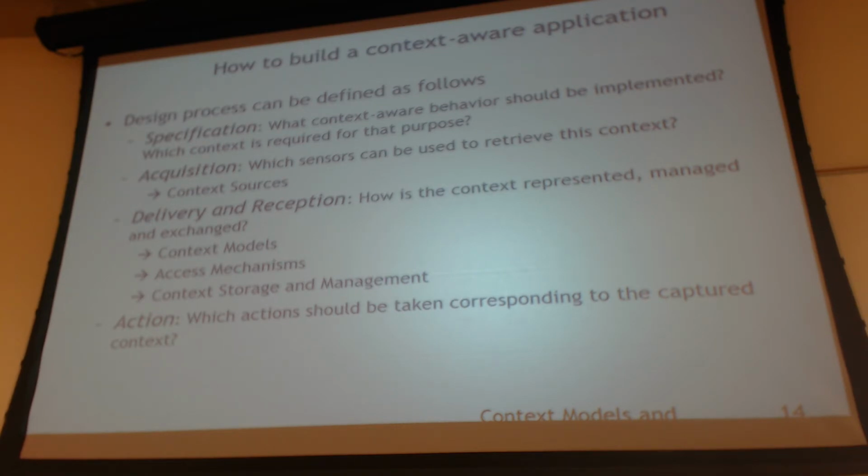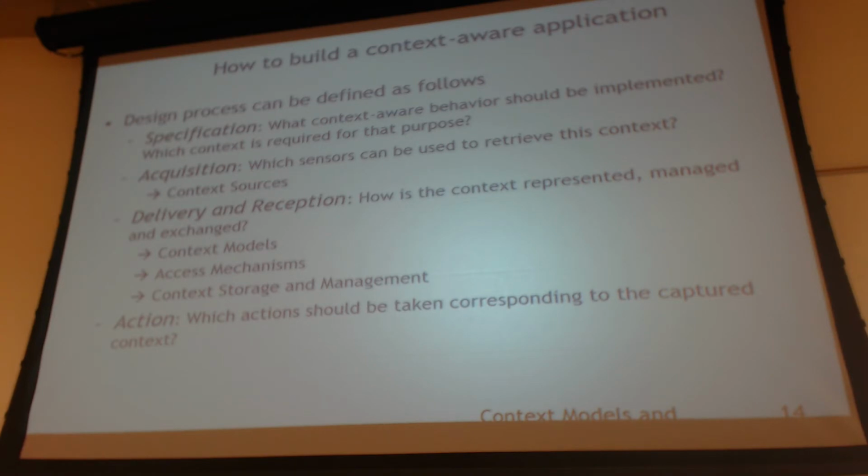The first process is specification. If you have some idea about software engineering, you know that the first step is always specification. Specify the requirements. The same holds for context server applications as well, but it is a little different. Specification here involves what context server behavior should be implemented and which contexts are required for that purpose. What are the different contexts that you need? Do you need temperature? Do you need some signals from the human body, or what?